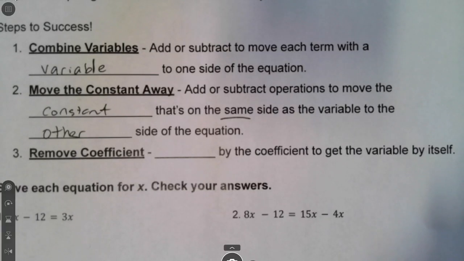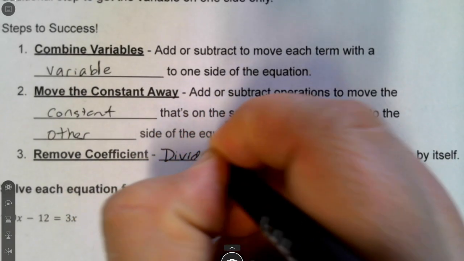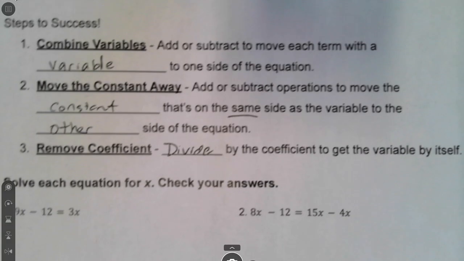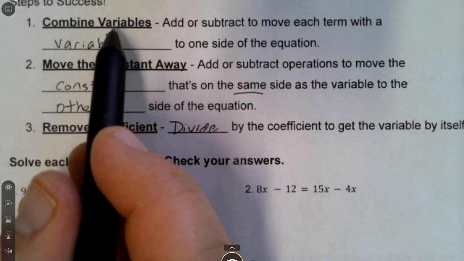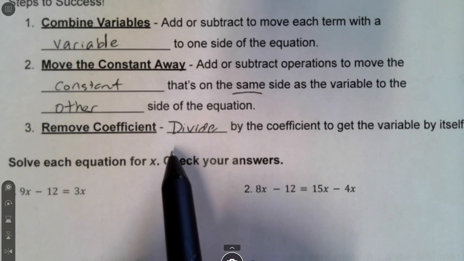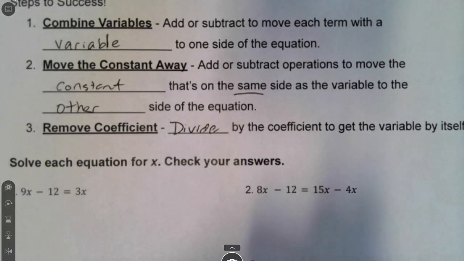And then the last step will be to remove the coefficient. You'll need to divide by the coefficient to get the variable by itself. So combine the variables, move the constant away, divide to get rid of the coefficient. If you can remember those three steps, do it in that order, it'll work for you every time.